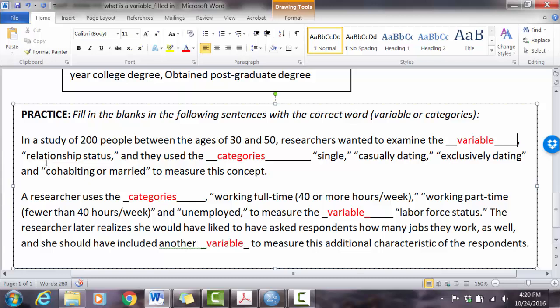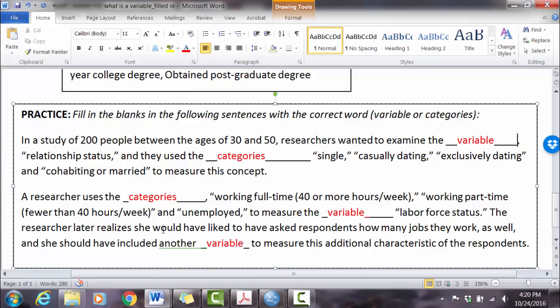So researchers wanted to examine the variable relationship status, and they used the categories single, casually dating, exclusively dating, and cohabiting or married to measure this concept. Okay, so those are the categories that measured the variable relationship status. Our researcher uses the categories working full-time, working part-time, and unemployed to measure the variable labor force status. So here I just worded the sentence a little differently so that you had to think about it. This time we're leading in with the list of the categories that are measuring the variable labor force status.